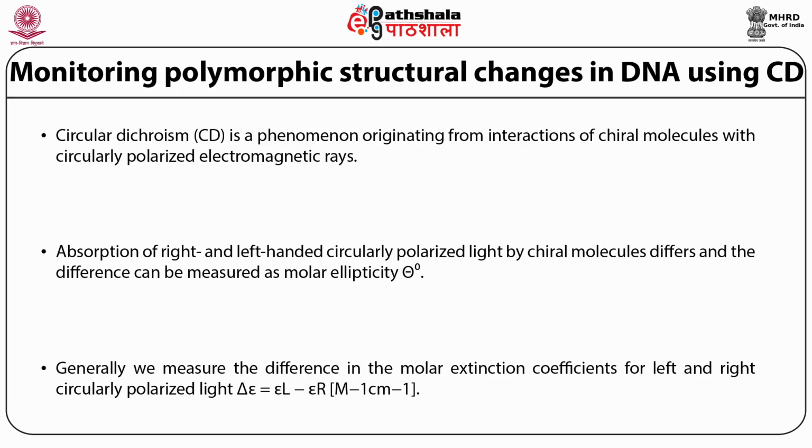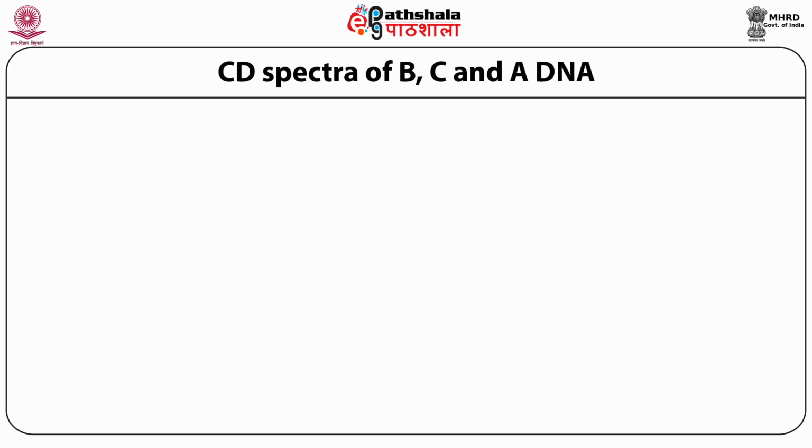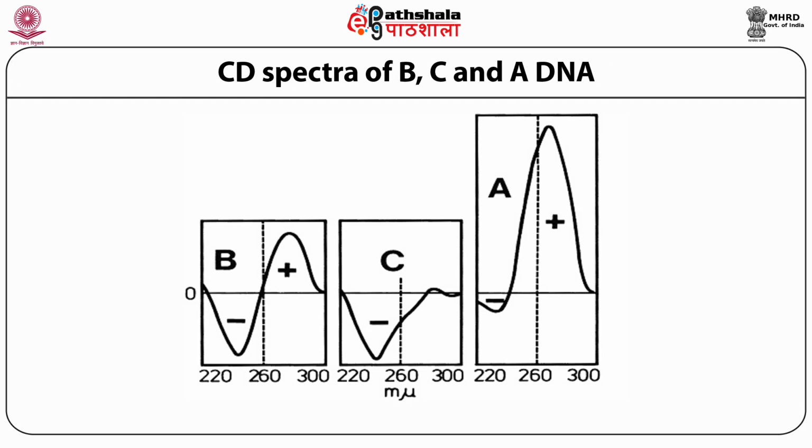Now, this parameter is extremely important because it depends on the conformation of DNA. We show in this picture 3 CD spectra for B form of DNA, C form of DNA, and A form of DNA. In the case of B form, you see first a crossover at 260 nanometers, but at lower value, there is a negative peak, and at higher value, there is a positive peak.